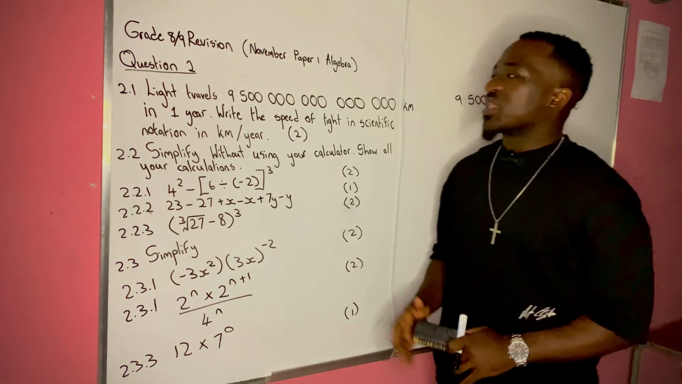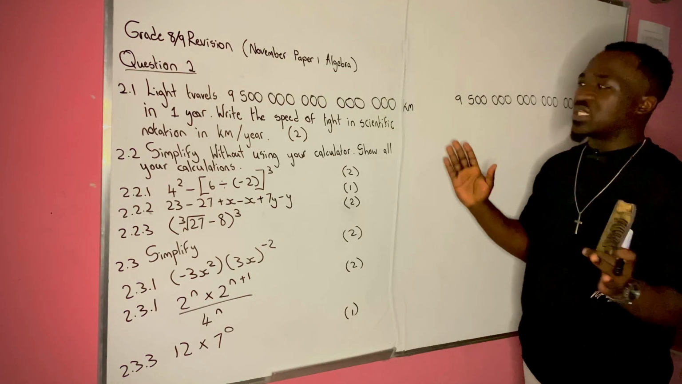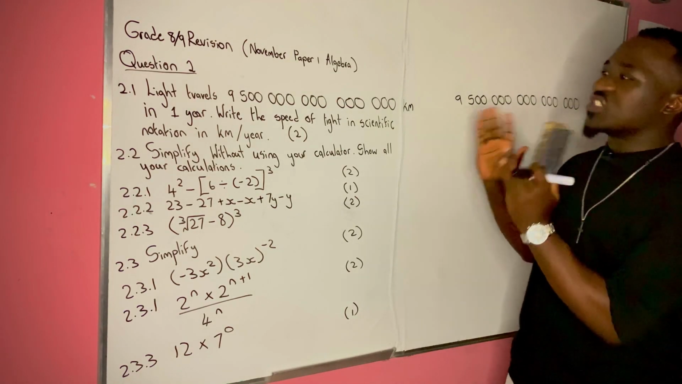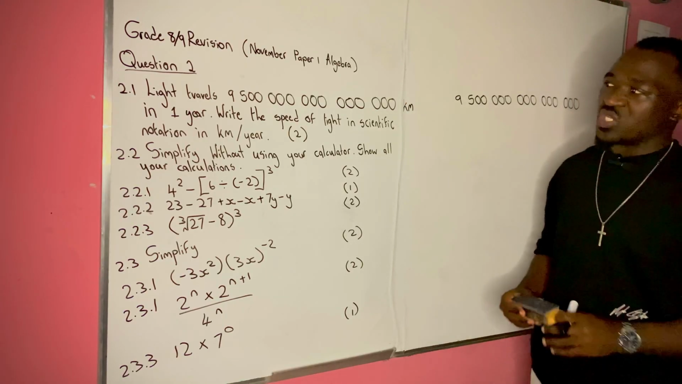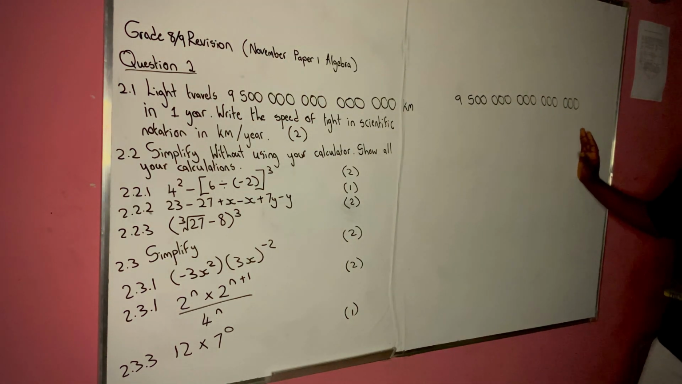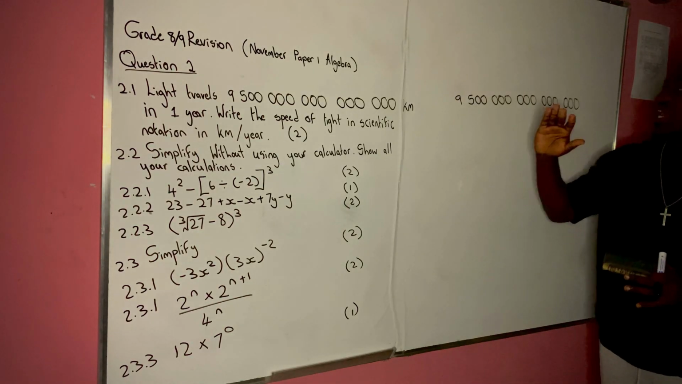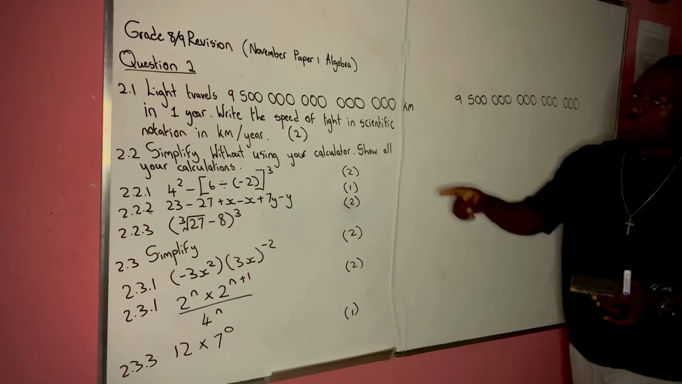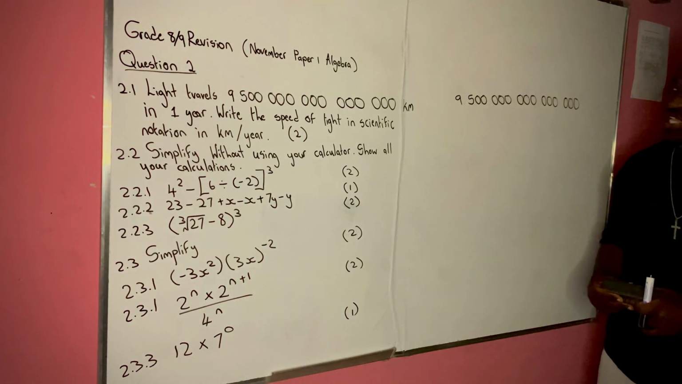Here, when you look at this one, it has a big number which just forces you to panic when it comes to the first question. So let's look at the first question exactly as it is. We're supposed to change this whole number to scientific notation in kilometers per year, as the question states.